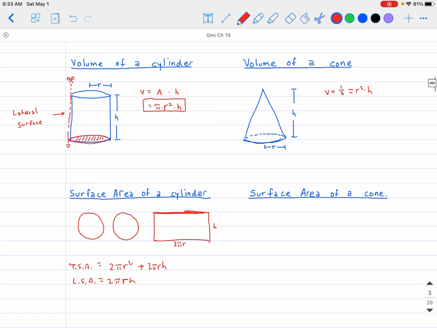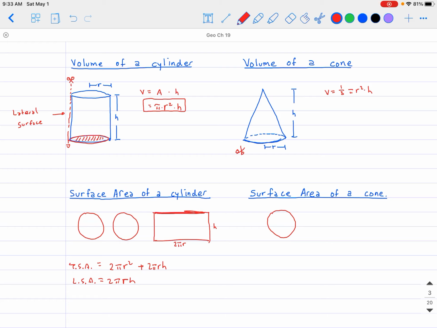Now, as for the cone, it's going to be the same idea, but this one's a little bit more complex. So first of all, yes, you do have the circle that's on the bottom. So that one's easy enough. But for the lateral surface area, you're going to have to do a cut just like you did with the cylinder. But the cut is not going to be vertical in this case. It's going to be a slant. So then you can actually cut it.